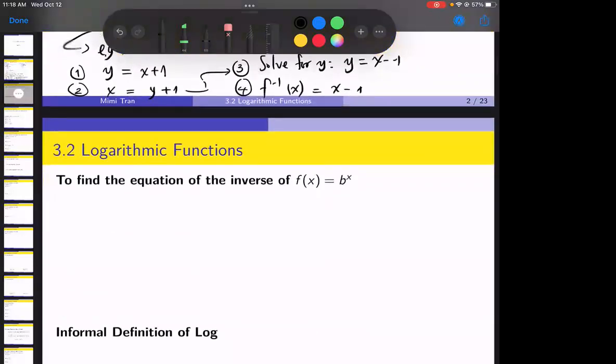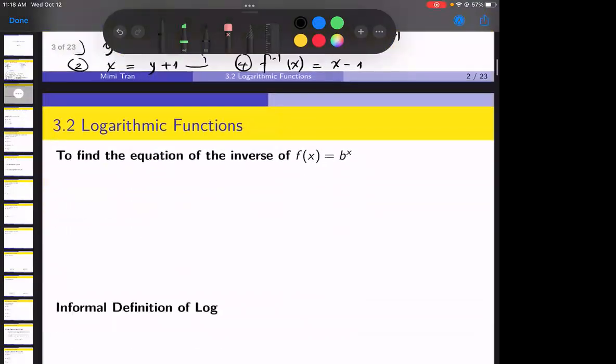Same thing here. I want to find the inverse of f of x equals b to the x. I'm going to apply the same procedure. I rewrite f of x equals y equals b to the x. What's my next step? Swap x and y, right? So it's going to be x equals b to the y. How do I solve for y? Now we're stuck, right? The reason we're stuck is that y is all the way up top.